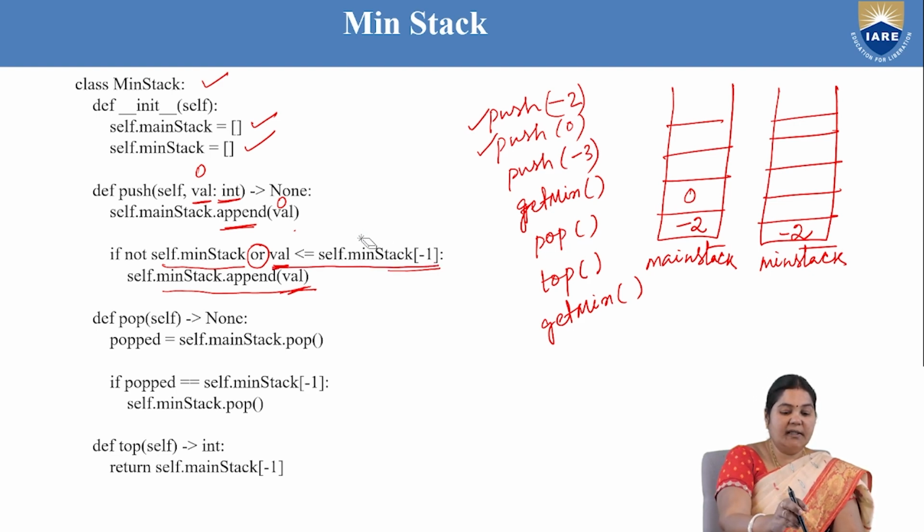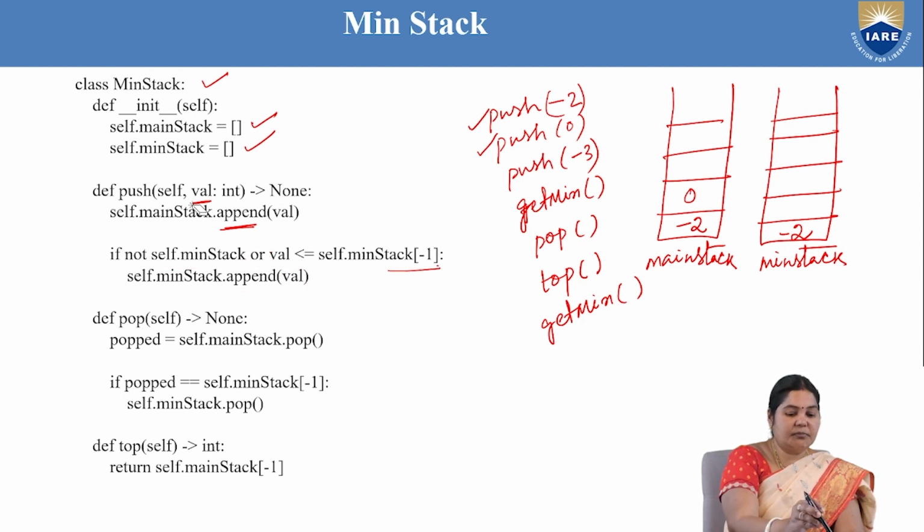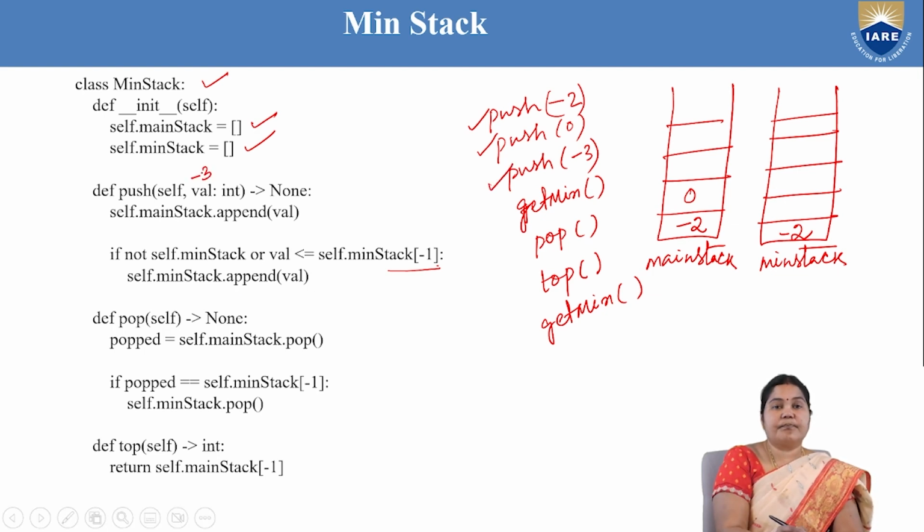So what is the incoming value? Incoming value is 0. Is it less than or equal to the value at the top of the min stack? What is the top of the min stack? It is minus 2. Is 0 less than that? No. So we are not going to append the value 0 onto the min stack. Hope it is clear? Okay. Now next what we will do? Next, what is your incoming operation? Next is push operation. What is the value? It is minus 3. Okay.